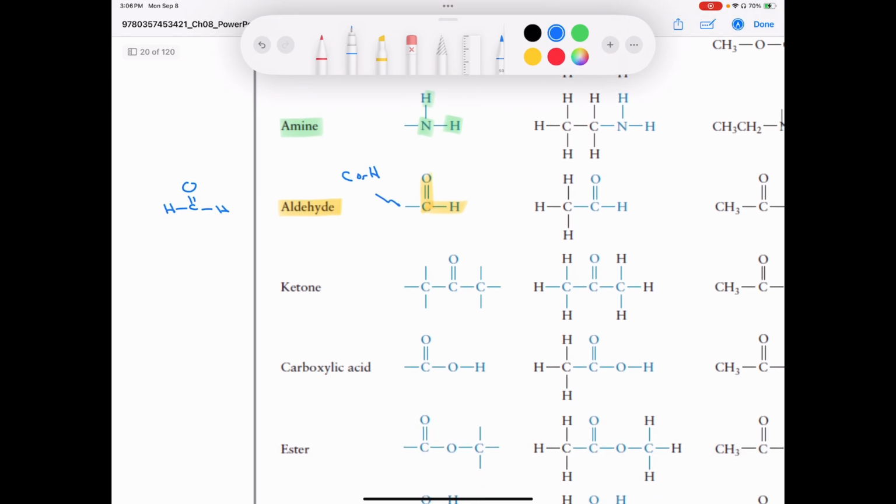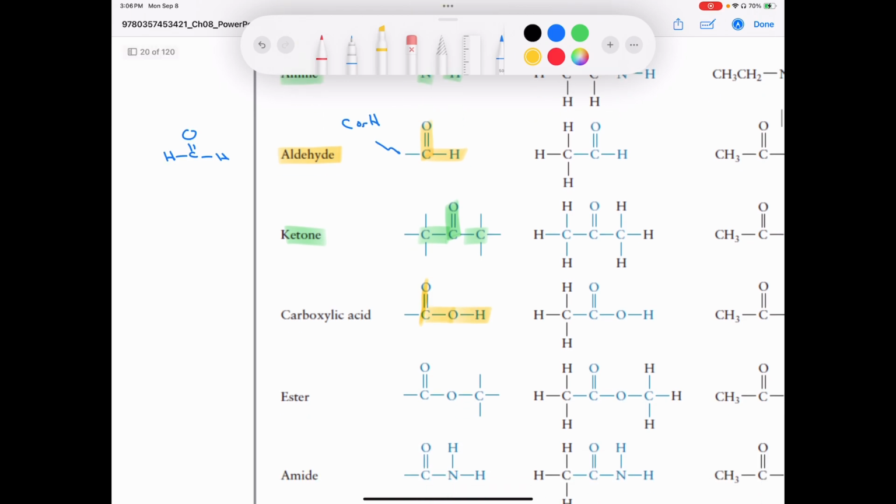Next one is a ketone. If you've ever used nail polish remover, acetone, that's a ketone. So a ketone is when we have a carbon with a double bond to oxygen and then two single bonds to carbon coming off of it like this. Next one is a carboxylic acid. It's when we have a carbon with a double bond to oxygen, then a single bond to oxygen, and on that oxygen you have a hydrogen, carboxylic acid.